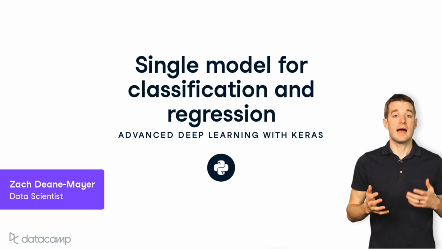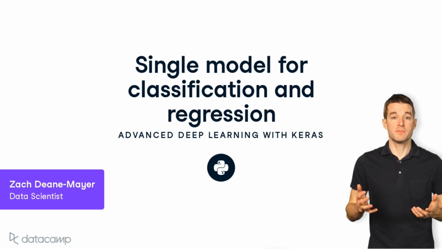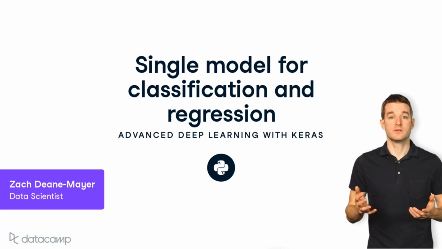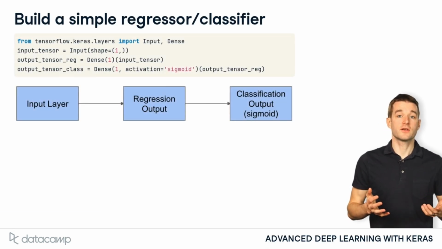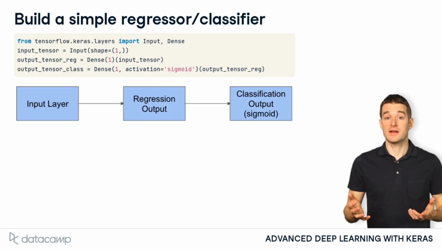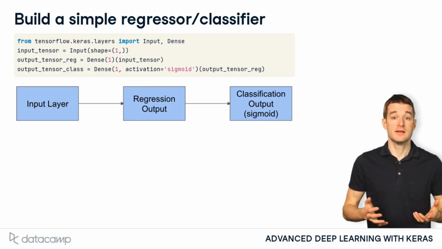In this lesson, I will demonstrate how to build a simple model that performs both classification and regression. This is another example of a model with 2 outputs. In this case, however, rather than using 2 regression outputs, I have a regression output and a classification output.